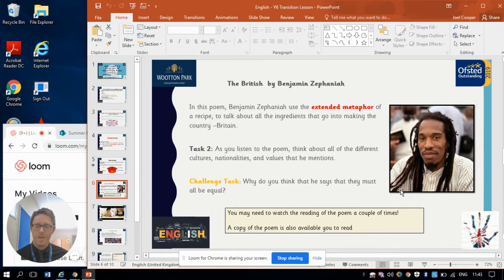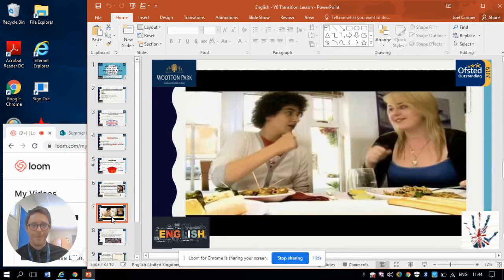Now, as an extra challenge task, you'll get used to these kinds of tasks at Wootton Park as well. There's a moment at the end of the poem where he talks about the importance of everything being equal, equal quantities of everything. So I just want you to think for me, why is it important that he says that they must all be equal? So let's have a little look at the poem. As I said, you can watch it as many times as you want to make sure that you feel confident with it.